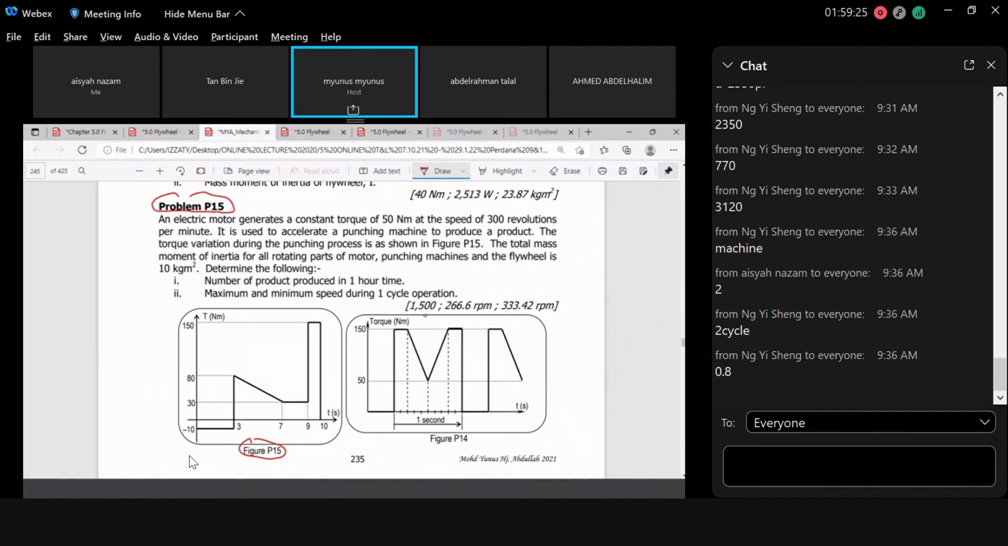So the 50 newton meter will lie between this one, isn't it? Of course. And the speed is 300 rpm, revolutions per minute. It is used to accelerate the punching machine to produce a product. The torque variation during the process is shown in the given graph. The total mass moment of inertia is given as 10 kilogram meter squared. Look here, the total moment of inertia, rotating the punching machine and the flywheel. So you have to read the question very carefully, so you don't have to find the flywheel itself, isn't it? So this 10 kilogram meter squared is basically I system. This one is already I system.